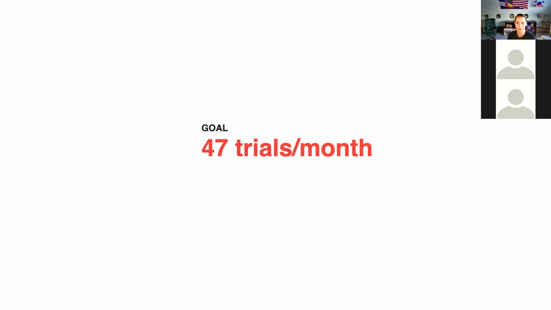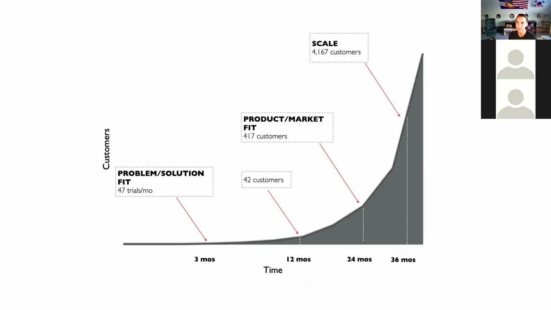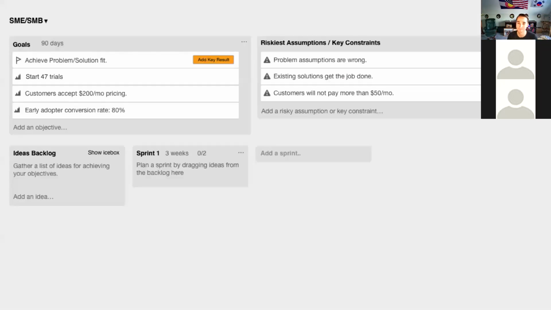So 47 trials a month, if that's your goal, you can put it on the traction roadmap as your very first 3-month goal. And you can show this to advisors. You can show this to stakeholders. You can say, this is our output goal. This is our traction roadmap, not our product roadmap, which is going to change anyways. Our traction roadmap shows where we're going. And you could separate this out. I use terms like problem solution fit, product market fit, scale. You could just say now, next, later. It can be as simple as that.